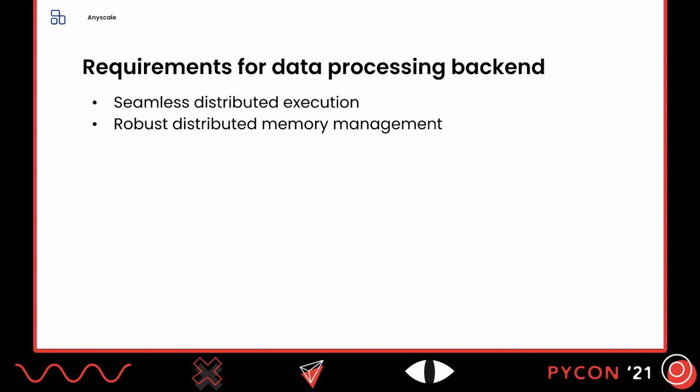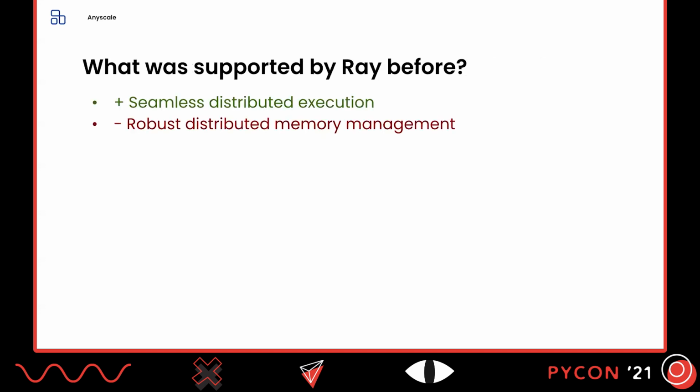Okay, then let's think about what important features a data processing backend should have. Firstly, it should support seamless distributed execution. For example, we should be able to run stateless functions in the distributed system, and it should handle what distributed systems should do. For example, it should scale, be fault tolerant to component failures, and handle network operations as well as object transfer across machines. Secondly, it should support robust distributed memory management, so it's not going to crash when you have really large memory usage that is even bigger than the memory capacity your cluster has.